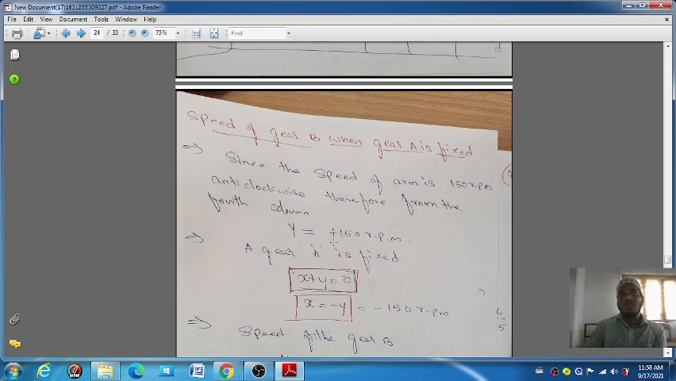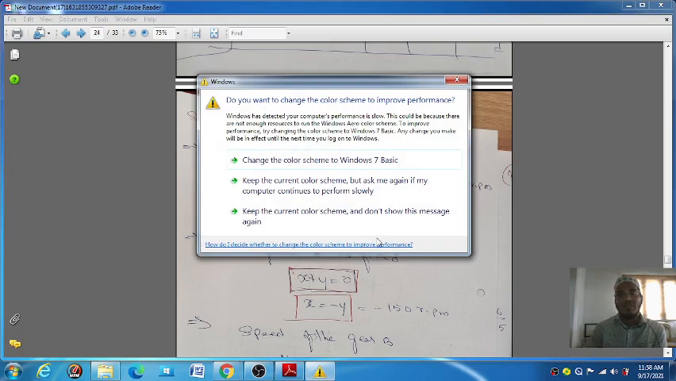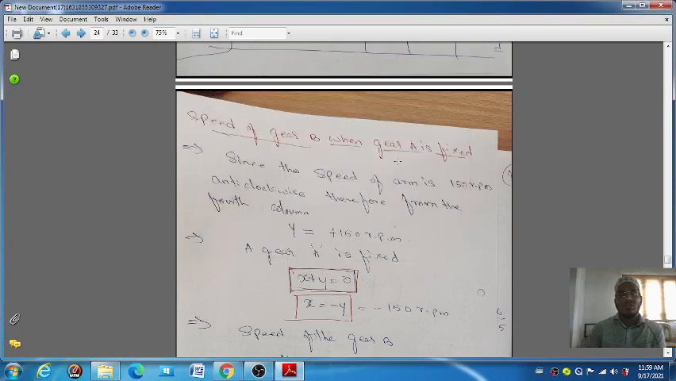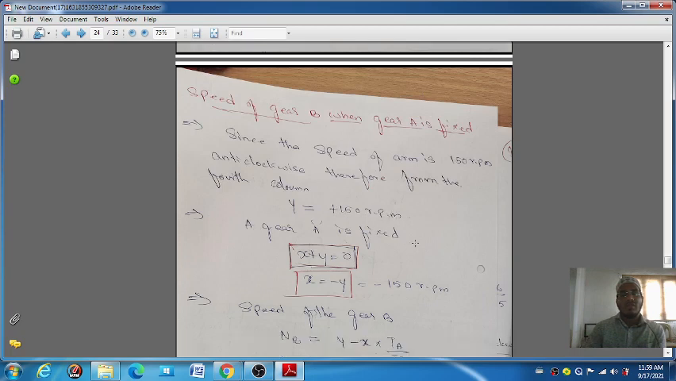We are taking Y is equal to 150 rpm. Y, that is a rotation, so that's why the revolution of the arm, so that's why we are taking the Y is equal to 150 rpm. Okay, a gear is fixed. Here what we are saying, gear A is fixed, that's why X plus Y is equal to 0. First X rotation, first then Y rotation, X plus Y is equal to 0.